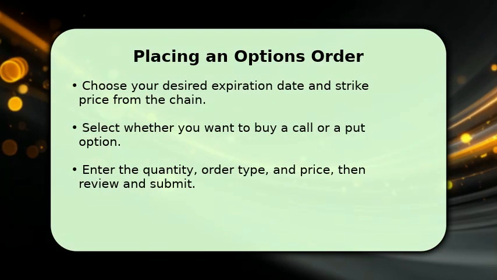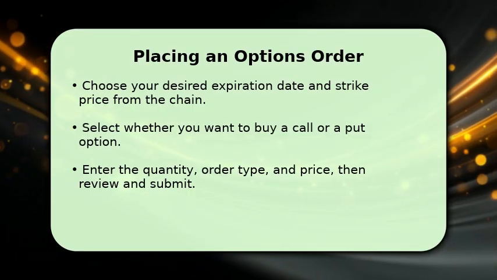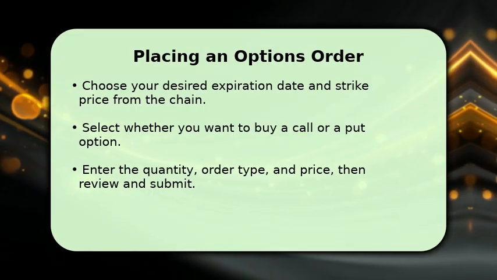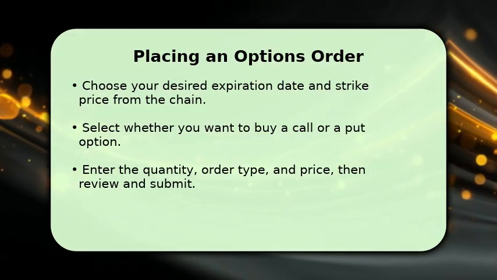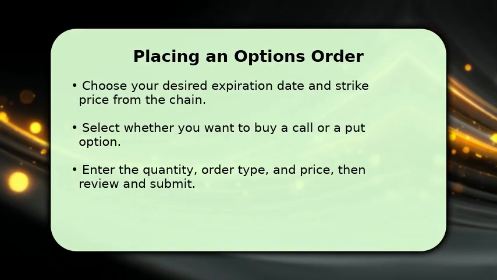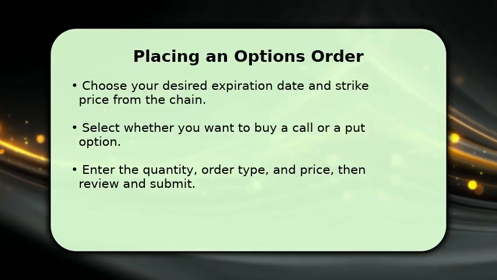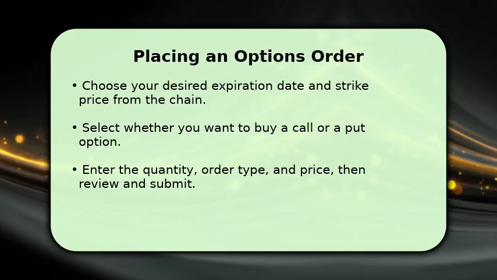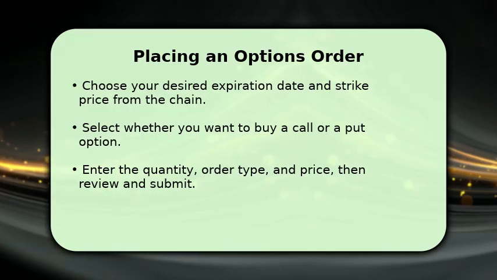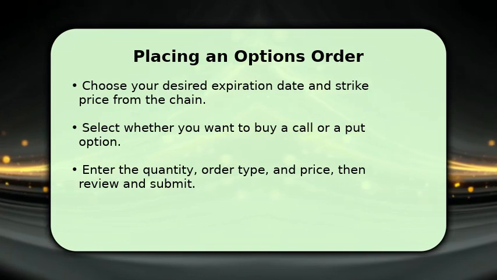Now that you're viewing the options chain, it's time to place an order. First, select your preferred expiration date and then choose a specific strike price. Decide if you want to buy a call option, betting on a price increase, or a put option, anticipating a decrease. Next, specify the number of contracts you wish to trade, typically in multiples of 100 shares. Choose your order type, such as a limit order, and set your desired price before reviewing and submitting your trade.